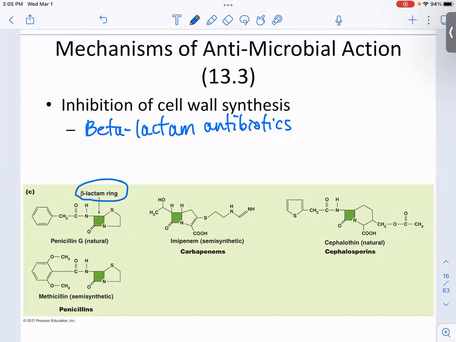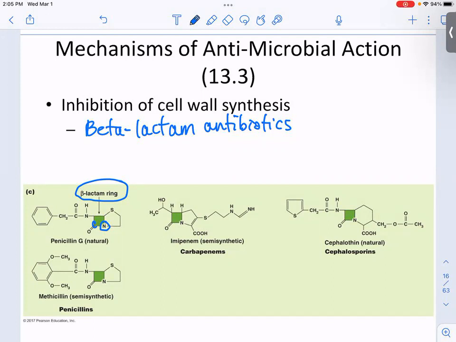If you're into the chemistry of it, a lactam is a cyclic amide, and the nitrogen atom is attached to the beta carbon. So the beta carbon is the carbon right next to the nitrogen in this case. Sorry, if this is the carbonyl carbon right there, the nitrogen is the one right next to it. So anyway, that's where the name beta-lactam comes from.